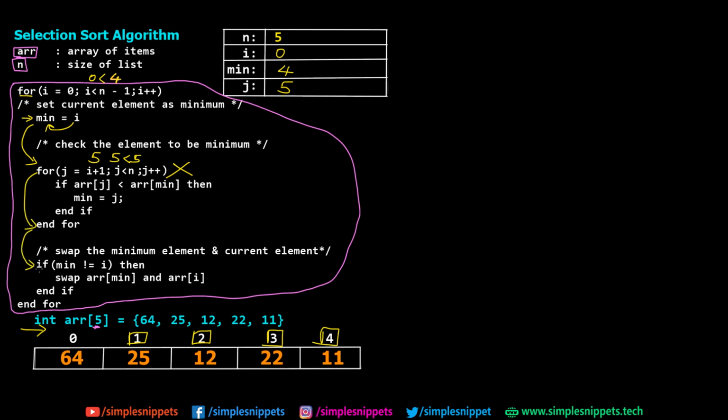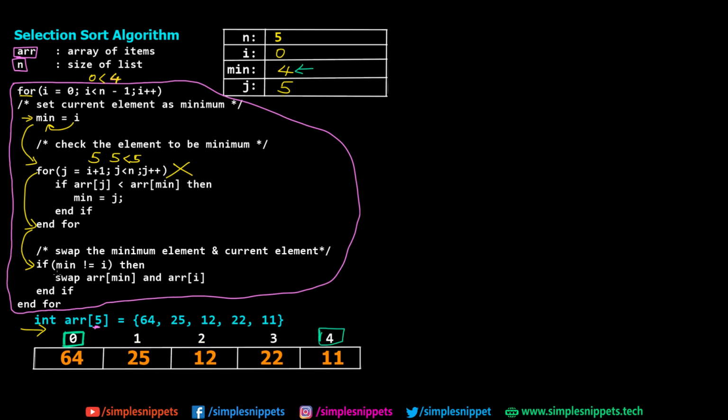Now here one last check is happening: if min not equal to I, because we have to swap the minimum element and the current element. Remember, I is always holding the current element. Okay. So current element is at the 0 position. Where is our min? Min is storing the value of 4. So min is over here.